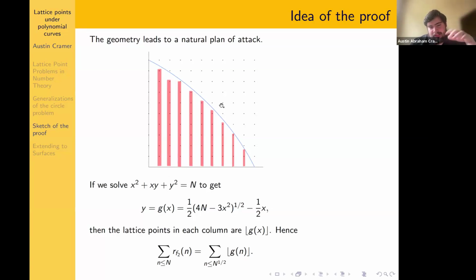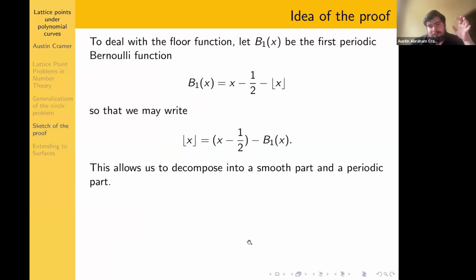Okay, and the better I can control that, the better an error term I'll get. So that's a nice approach. The floor function can be somewhat finicky. So to deal with some of the things that come from a floor function and try to get better control on it, we're going to look at the first periodic Bernoulli function. The first periodic Bernoulli function is just this sawtooth. It's x, and we subtract off the floor of x, so it bumps up and then drops down, and it just keeps increasing linearly and dropping off. And then we shift it down by a half so that it's 0 on average, because that's a nice property to have.